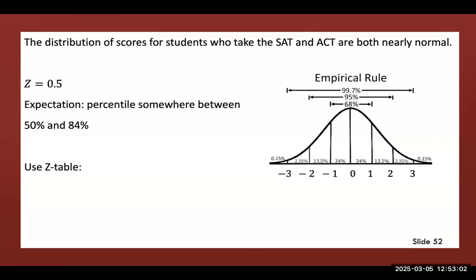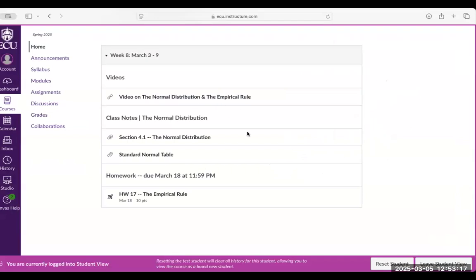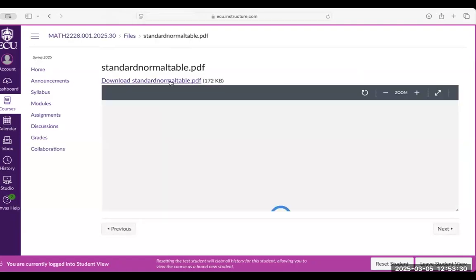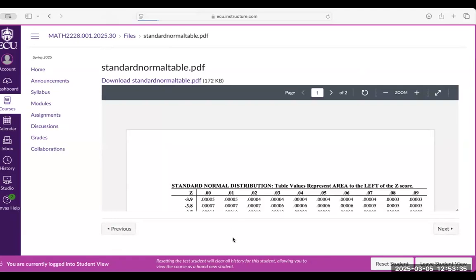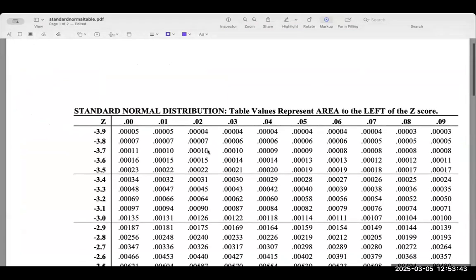On Canvas, there is a document labeled the standard normal distribution, or the Z-table. Let's open that up. So here's the Canvas page, and the standard normal table is right here. Let's click on that and download this table. Once you have it downloaded, let's open the table. Okay, now I have the table opened in front of me.